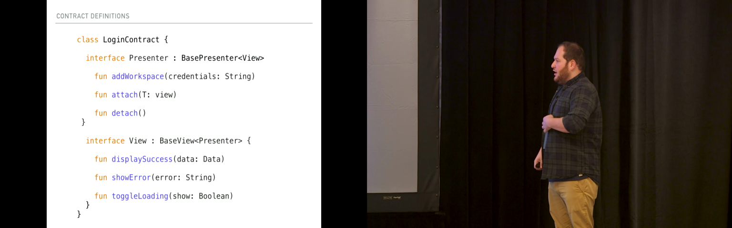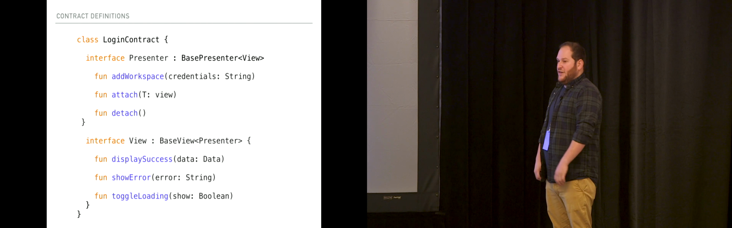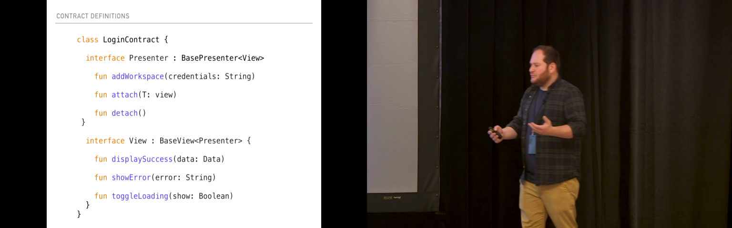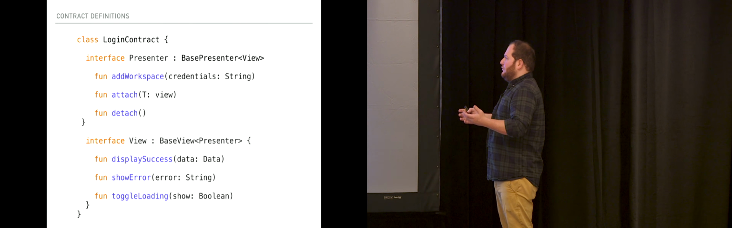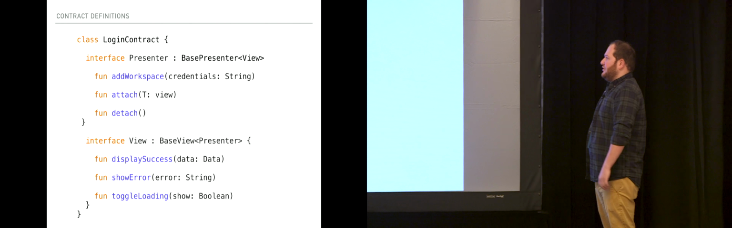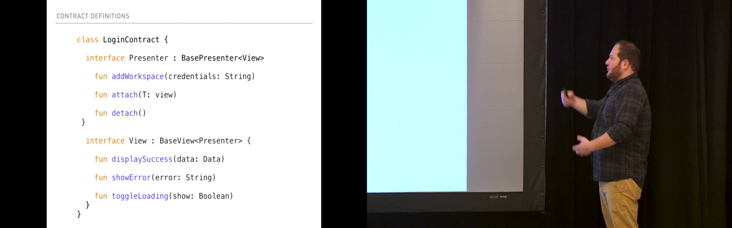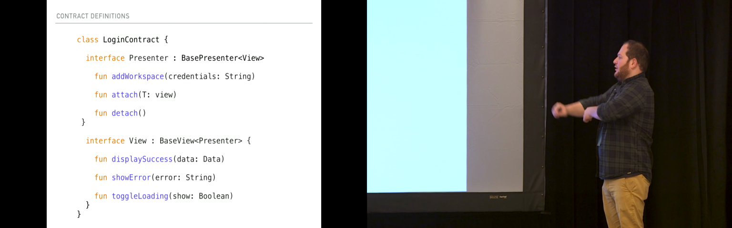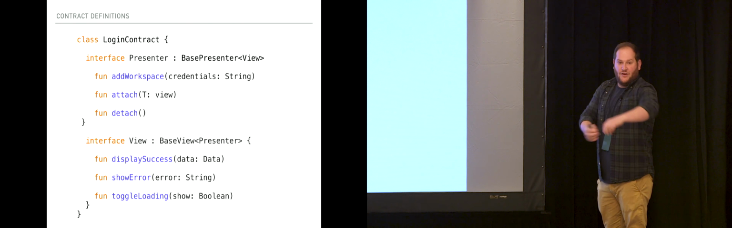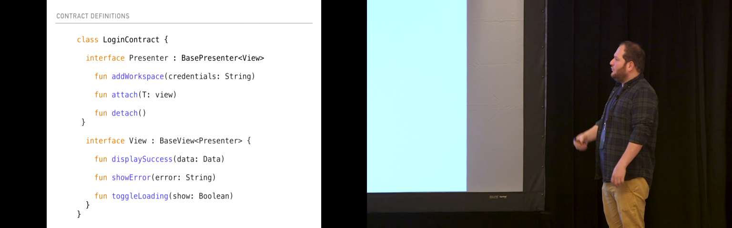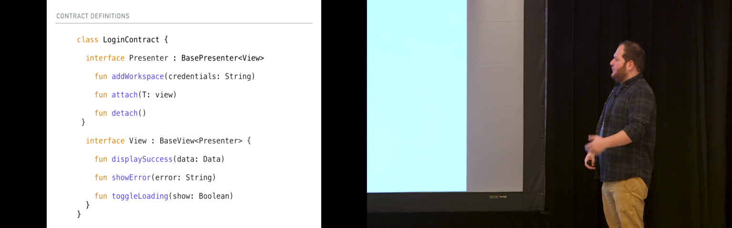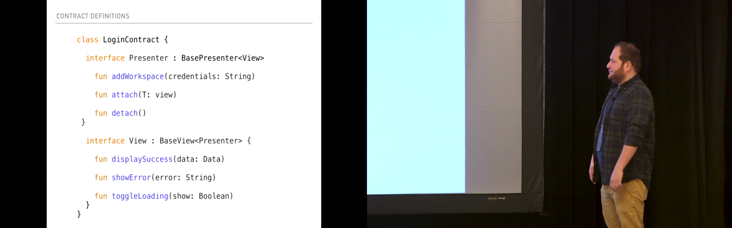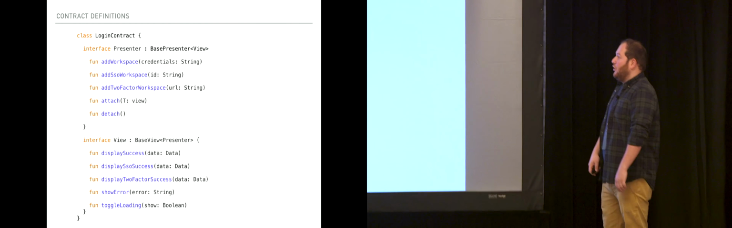This is a normal contract that you would have with vanilla MVP. And it's fine, right? It's pretty succinct. But the issue is, you're defining a contract here between your view and your presenter, and those methods on the view are basically callbacks that you're going to call from your presenter. That abstracts your view behind this nice contract that you can then unit test. So the issue is that these things grow exponentially.